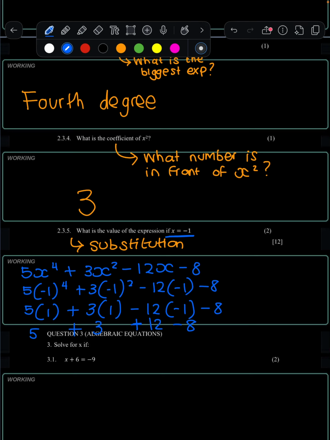And then we can just work this out. So 5 add 3 is 8. 8 add 12 is 20. 20 take away 8 is 12. So that is the value of this expression, it is 12.